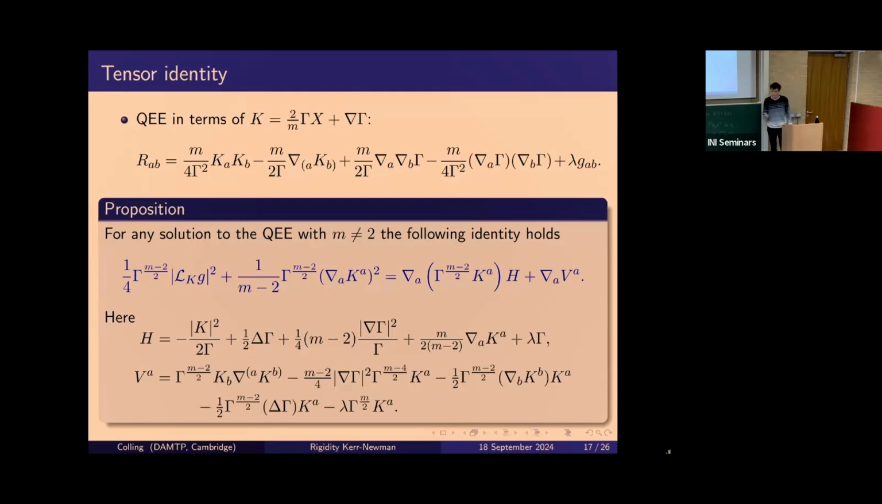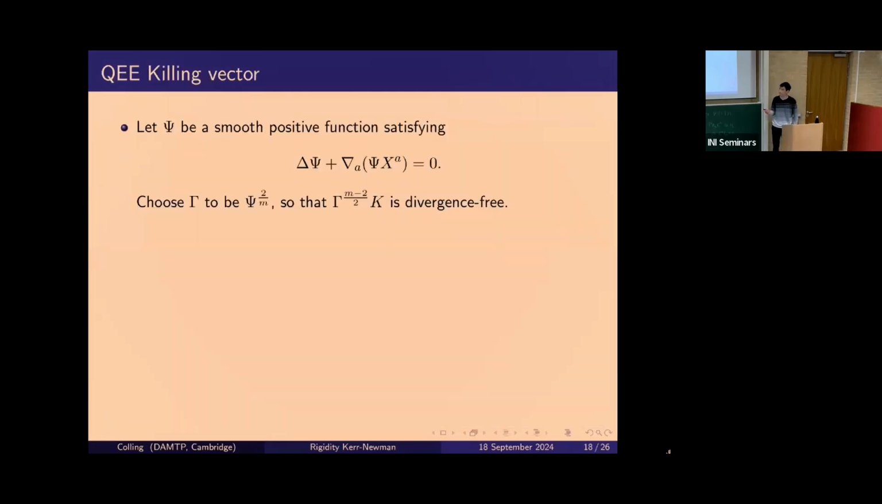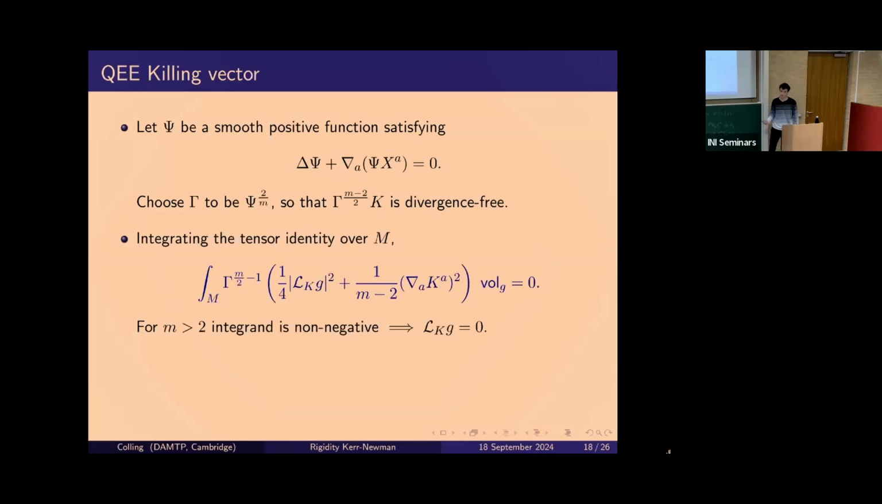So we solve the same PDE as in the vacuum case. This is the PDE that gave us this function gamma such that k is divergence free. But now we take gamma not to be equal to psi, but to be psi to some power, psi to the 2 over n, such that not k, but this function times k is divergence free. Then we integrate, and we find that the following integral is 0. And what we're integrating for m bigger than 2 is non-negative. So we immediately find that k has to be killing.